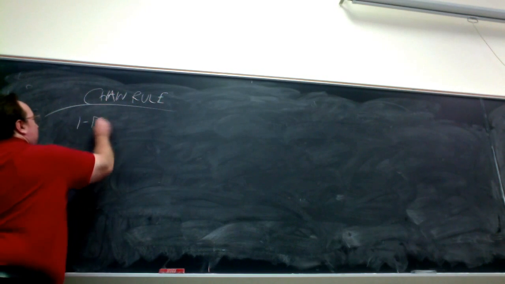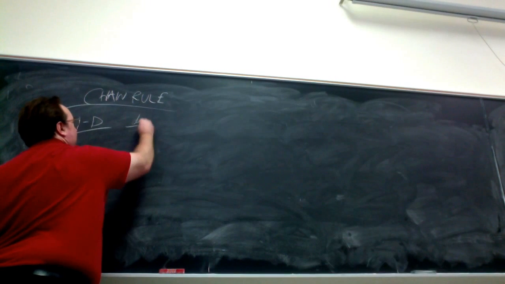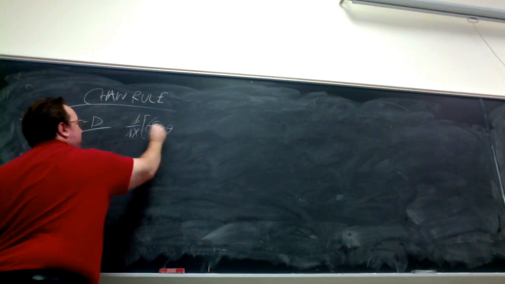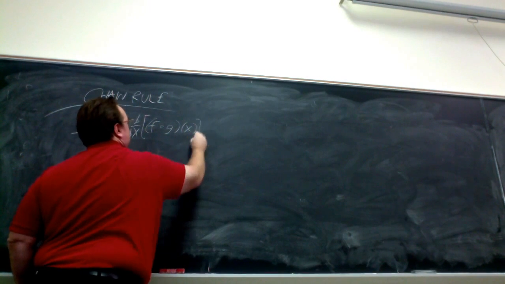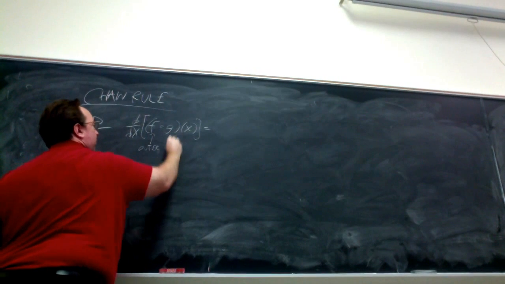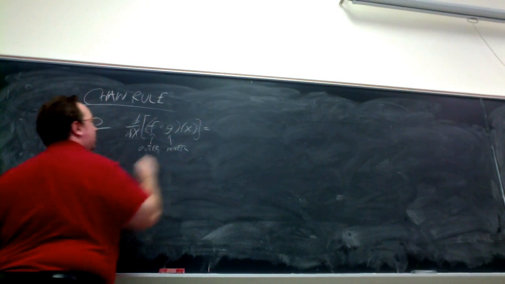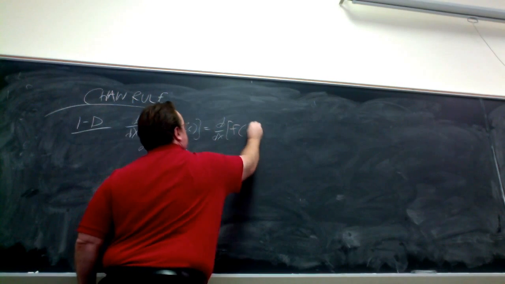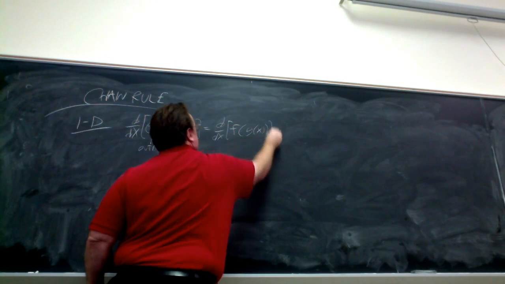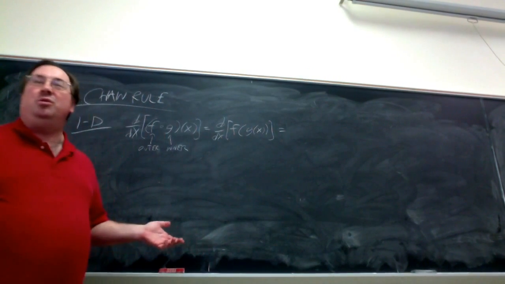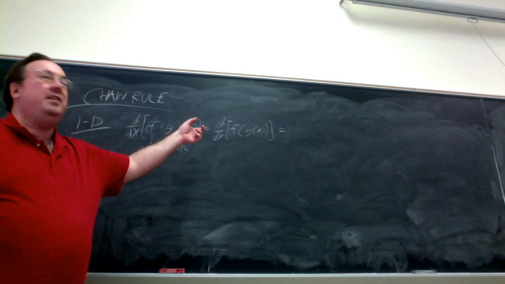So in single variable land, what we have is the derivative of f composed with g of x. So f is the outer function and g is the inner function, which would be the same thing as the derivative of f of g of x. And what is the one variable chain rule? What is the derivative of that from Calculus 1?